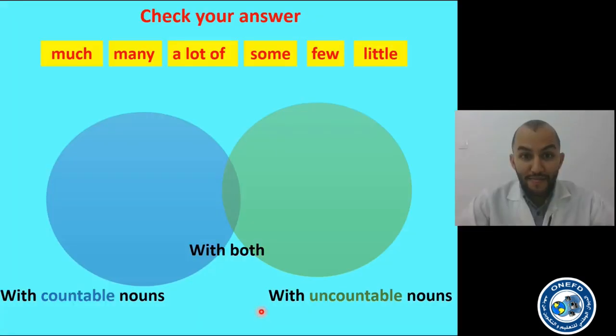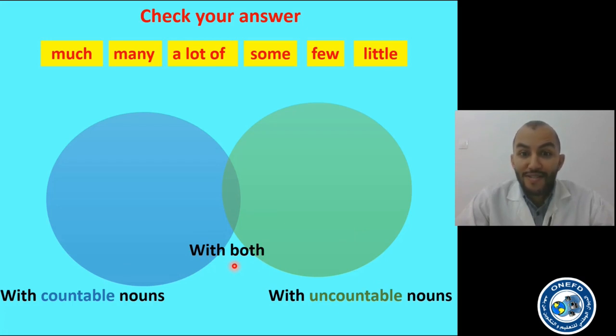Now let's check your answers. We have here 6 quantifiers: much, many, a lot of, some, few, and a little. So we said that you need to categorize them. These quantifiers can be used either with countable nouns, with uncountable nouns, or the third category, with both countable and uncountable nouns. Let's start with the first one.